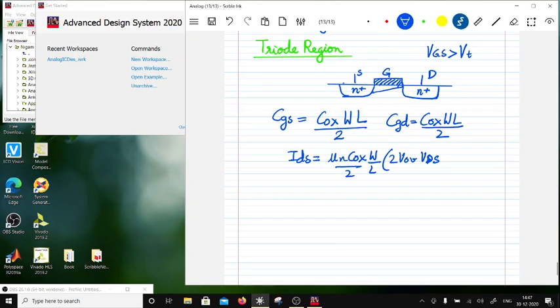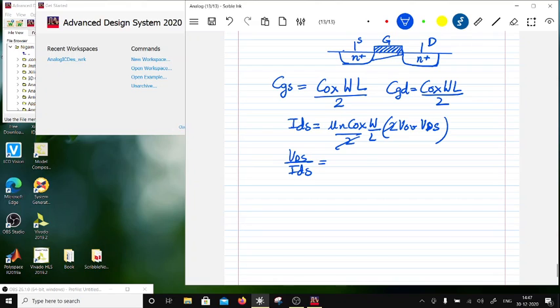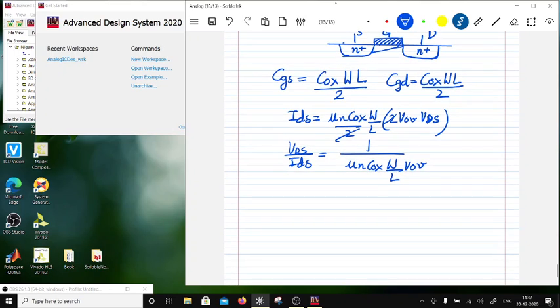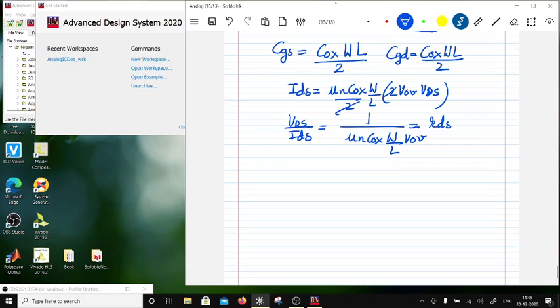Now what I'm going to do is assume VDS square is very small, so I am left with VDS over IDS equal to 1 over mu n COX W by L times V overdrive. Roughly this is going to be your output resistance RDS. So this is out of the picture.